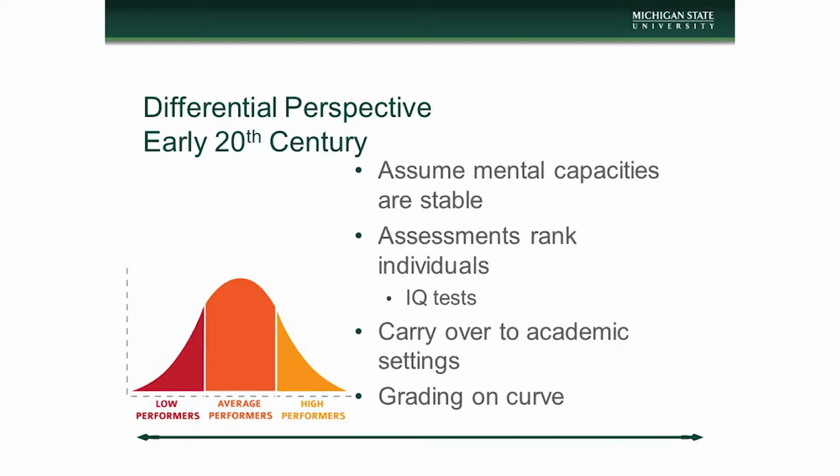And so that underlying premise carries over into academic settings, and the end result of that was grading on the curve. All right, so the idea that mental capacities are stable and that there's some normal distribution of them, and so therefore we have to figure out some way to distinguish the high performers from the average performers and the low performers.